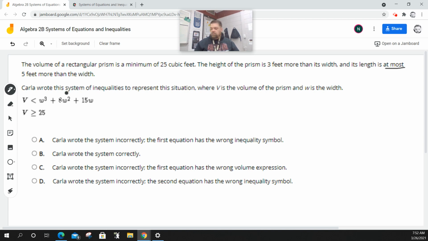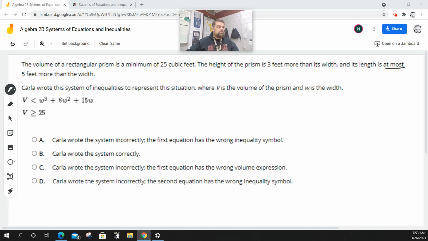Carla wrote a system of inequalities to represent the situation where V is the volume of the prism and W is the width. So then it has a bunch of statements here. I don't know if we're supposed to choose what the statements. There's probably one that's true. It doesn't really give us any instruction, but it says Carla wrote the system incorrectly. The first equation has the wrong inequality symbol.